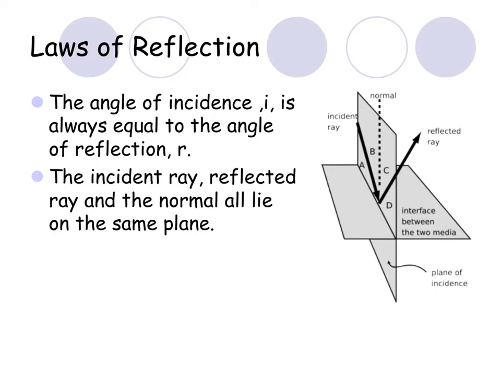Any form of reflection, however, follows the laws of reflection. The angle of incidence, I, is always equal to the angle of reflection, R, but also all of these rays, incident, reflected and normal, which is the dotted line you can see there. If I can get the dotted line, there it is, that's the normal. The dotted line there is at 90 degrees to the surface which the ray is bouncing off of, 90 degrees in every direction. It's normal because it's not just 90 degrees there, but it's 90 degrees in every direction. That's called the normal.